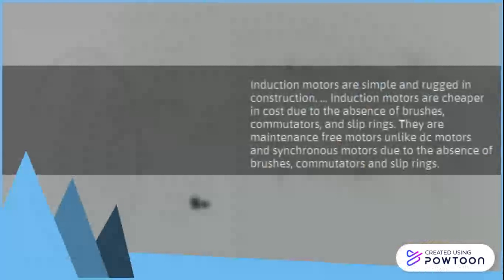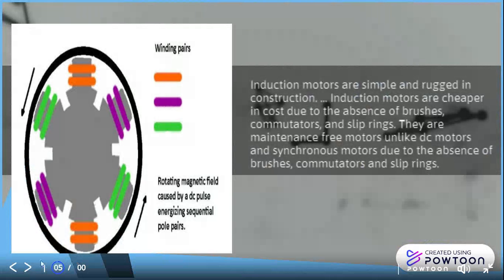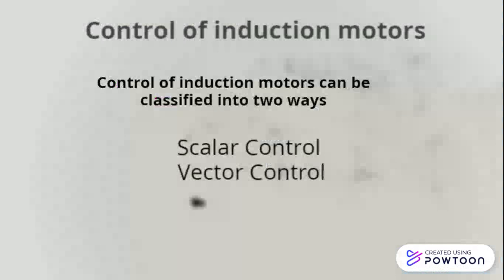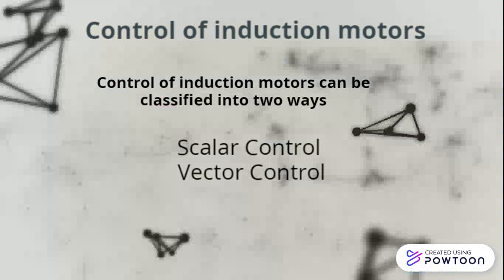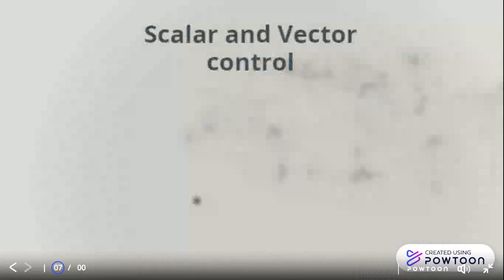Now, the main key features or highlights of an induction motor are that they are simple and rugged in construction. These motors are cheaper and easy to maintain due to the absence of commutator, slip ring, and brushes. These are some of the main key points of induction motor. Now, let's see what are the methods or ways used to control the induction motor. The two main ways to control the induction motor are scalar control and vector control. Now, what is scalar and vector control?